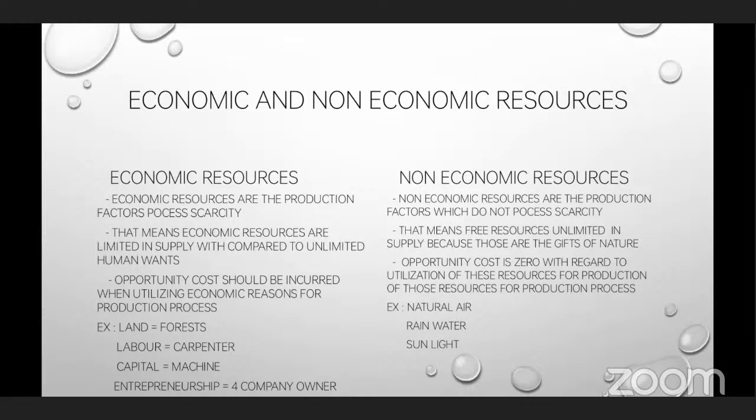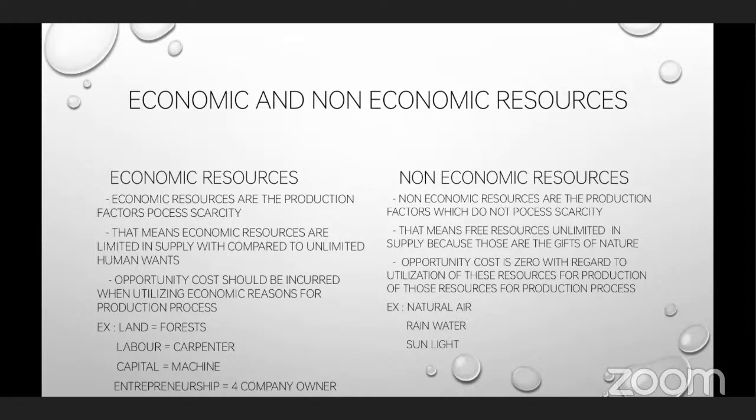Okay, next we will move to non-economic resources. Non-economic resources are the production factors which do not possess scarcity. That means free resources, unlimited in supply, because these are the gifts of nature. I told you, opportunity cost is zero with regard to utilization of these resources for the production process. Examples: natural air, oxygen, rainwater, sunlight.